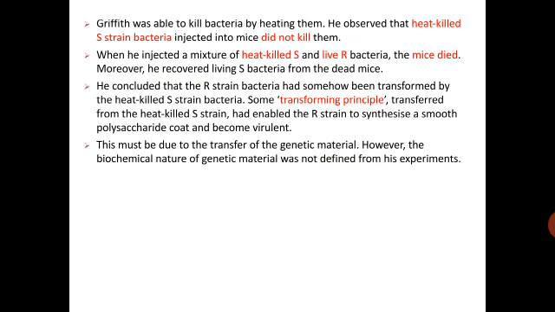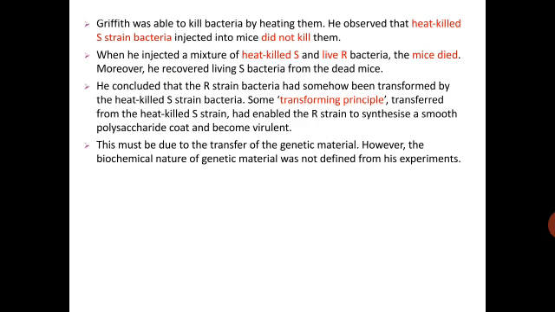Next, Griffith was able to kill bacteria by heating them. He observed that heat killed S strain bacteria injected into mice did not kill them. But when he injected heat killed S and live R bacteria, the mice died. Moreover, he recovered living S bacteria from the dead mice.